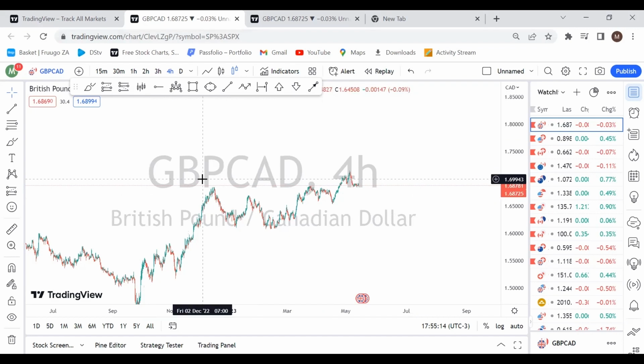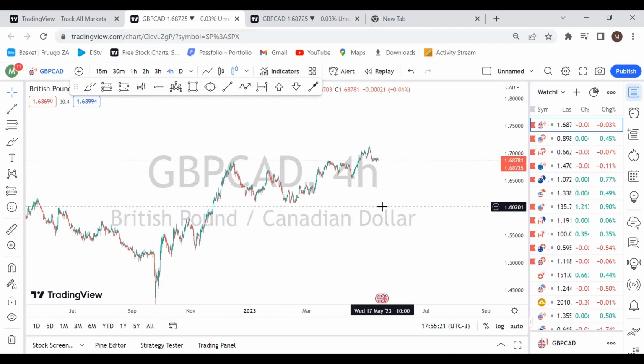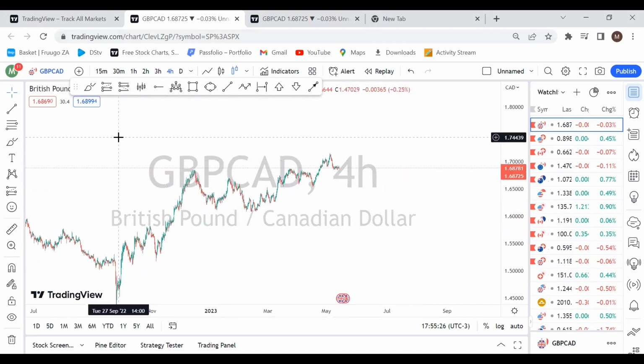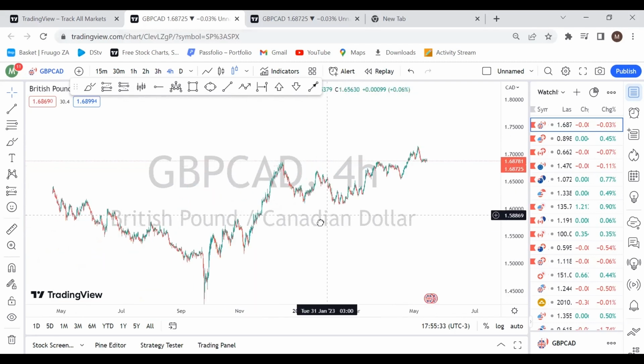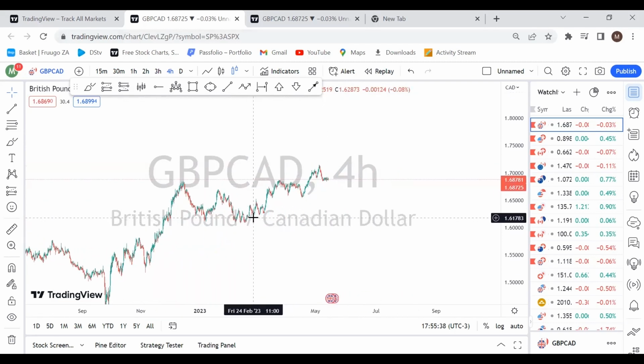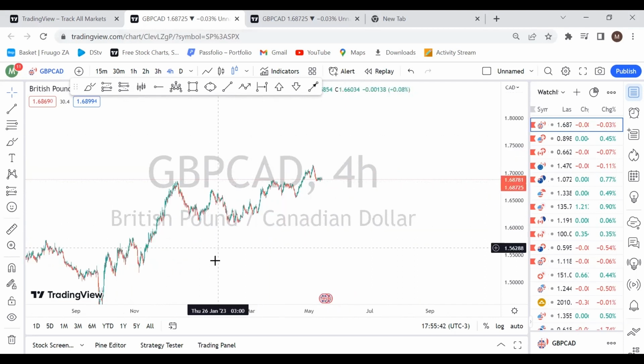So the first one that we have right now is the British pound against the Canadian dollar, right? The first thing that we normally do is figure out the structure. People might be confused, like, why aren't you starting with the daily or weekly time frame? The thing is, we're not trying to swing for months, right? So we're just gonna start with the 4-hour time frame. And the first thing that we have to do is figure out our structure.